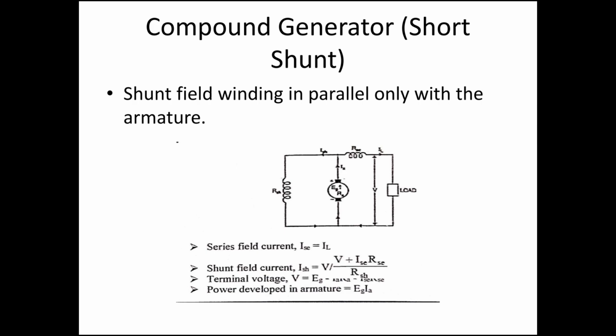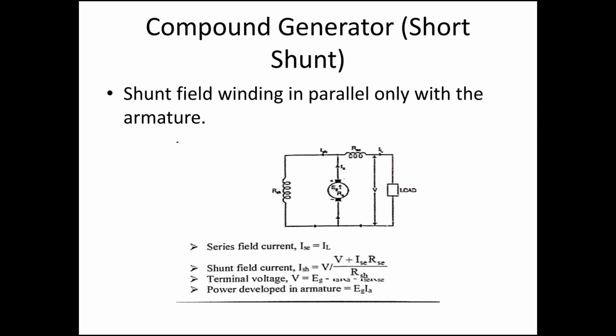3. Compound generator. This is a combination of series and shunt generators. It has two field windings on each pole. One is connected in series. One is connected in parallel. Compound generators are of two types.